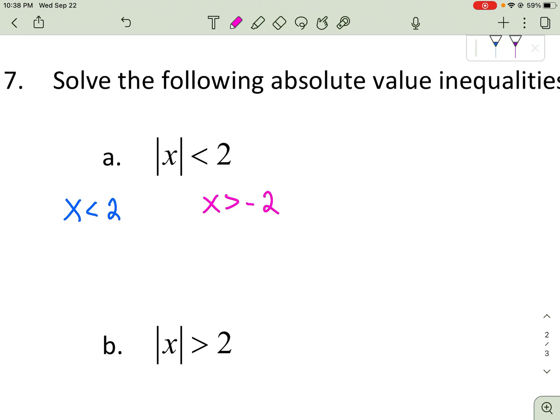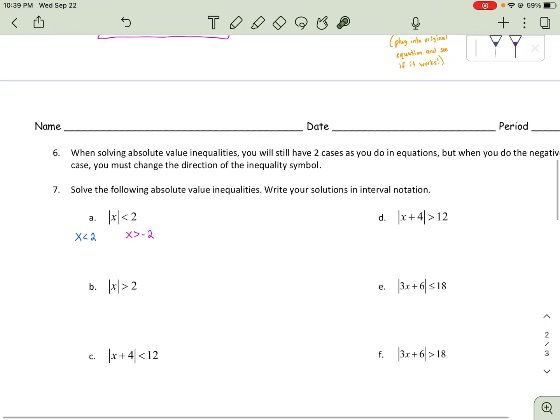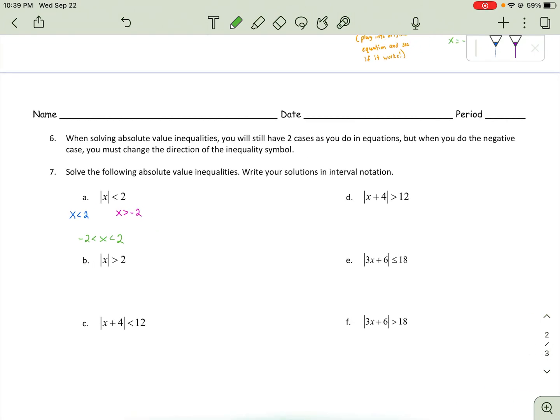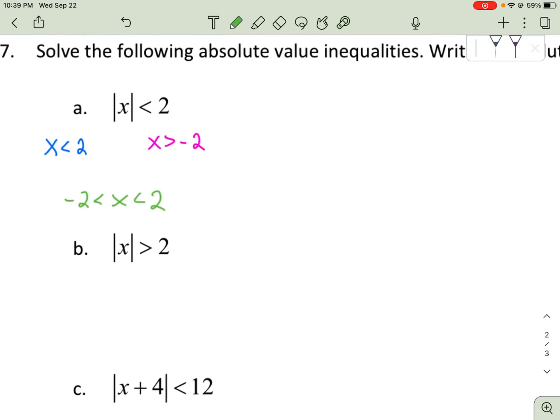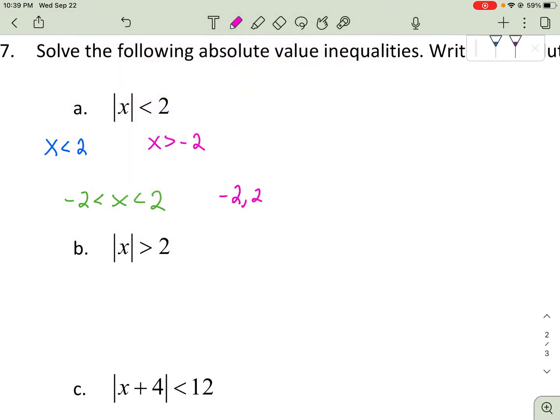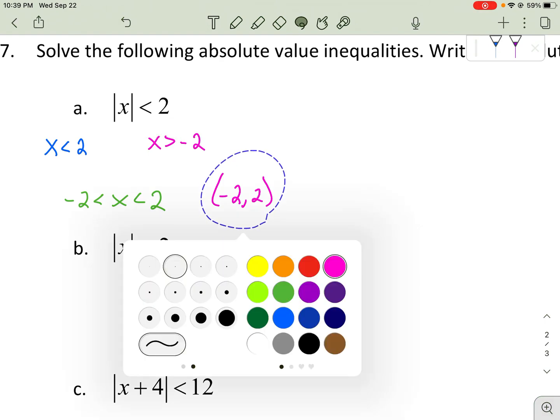Then you decide, can this happen at the same time? Can x be less than 2 and greater than negative 2 at the same time? And the answer is yes. So we can write it like this: negative 2 is less than x is less than 2. That's one way to write your solutions. We're going to write ours in interval notation, so we can practice that. In interval notation, that is just negative 2 to 2 in parentheses.